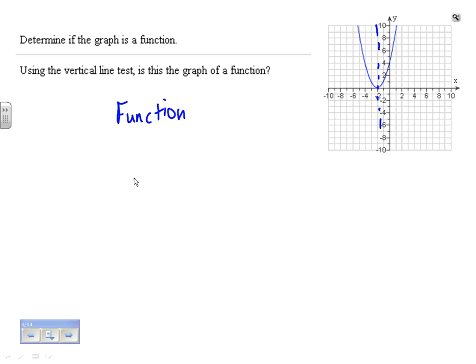An example of something that would not pass the vertical line test would be something that goes back and forth like this. Okay, where if I draw a vertical line, then that doesn't pass the test. It goes through more than once, so that would not be a function.